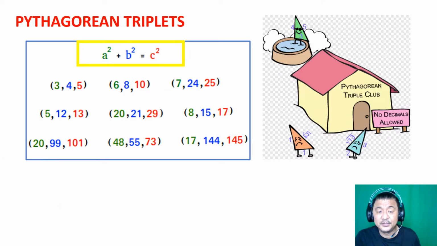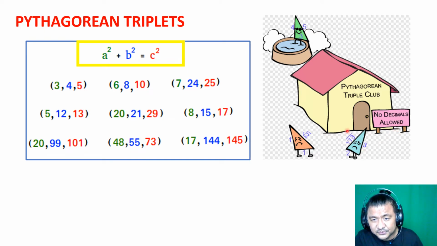Now, we will memorize some Pythagorean triplets, okay? A Pythagorean triplet should be integers or whole numbers, like this one. No decimals, no fractions. Now, look at this cartoon. It says Pythagorean Triple Club. It's a club. Look at the basic 3, 4, 5. 3, 4, 5 is already swimming, but it says no decimals allowed.